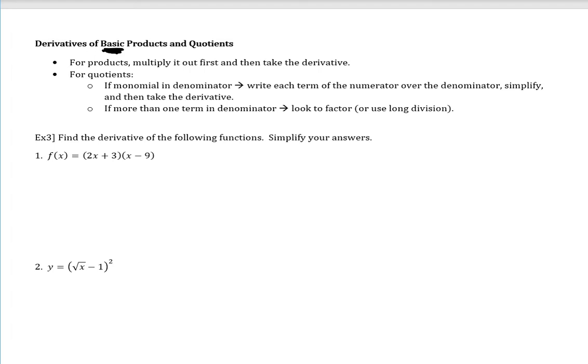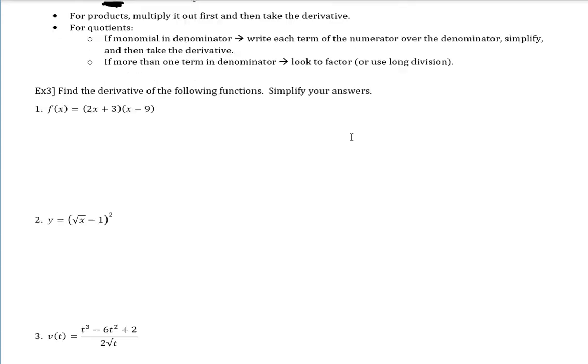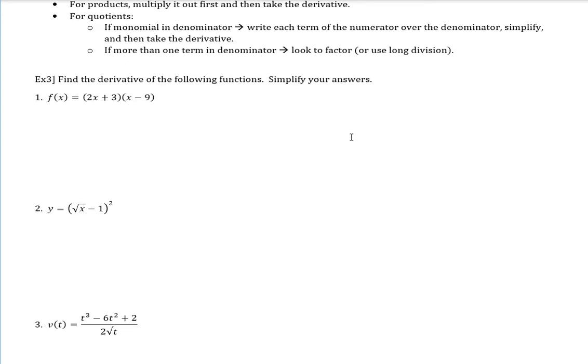If we have quotients, it depends on the way that it looks. If it's a monomial, so just a single term in the numerator or denominator, we'll just rewrite it. And if it's more than one term in the denominator, we'll look to factor or even maybe use long division, but that's unlikely. Okay, so for number one here, we see we have a product. So all we really want to do is just FOIL.